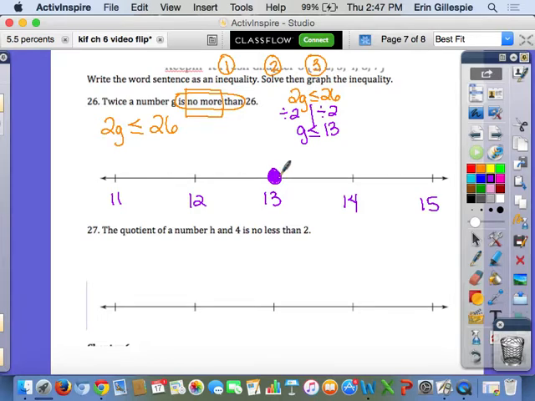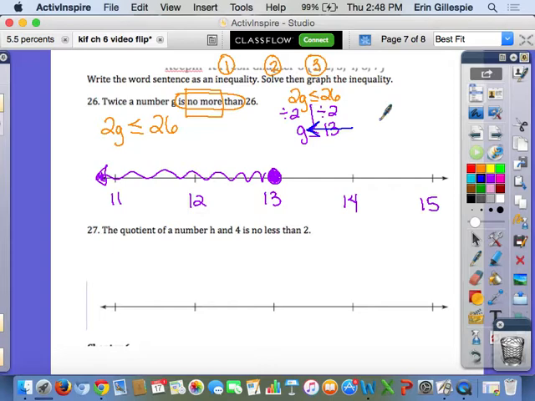Final step is I need to decide which way to shade. I'm shading where those values of g would make this inequality true. So if I read that in words, that's g is less than or equal to 13. So where are the numbers less than or equal to 13 in relation to the dot? 12, 11, those are less than or equal to 13. So that's where I should be shading. Remember, we also talked about the trick where if the variable's on the left, then that inequality sign looks like an arrow pointing in the direction you should shade. But remember, that only works when the variable's on the left.